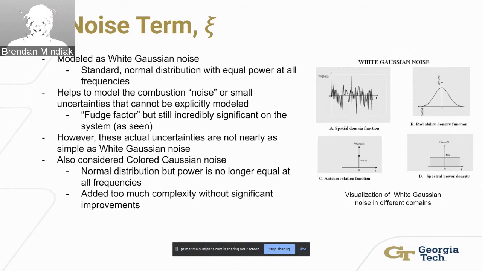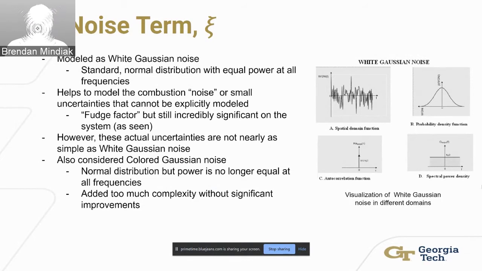But the actual combustion noise isn't quite as simple as white Gaussian noise. It's actually much more complex. So we tried to increase our fidelity by changing our white Gaussian noise to colored Gaussian noise, which is still a normal standard distribution, but it's no longer equal power at all frequencies. So it's still the standard bell curve, but the figure at the bottom right would no longer be a straight line. It would also look like a bell curve.